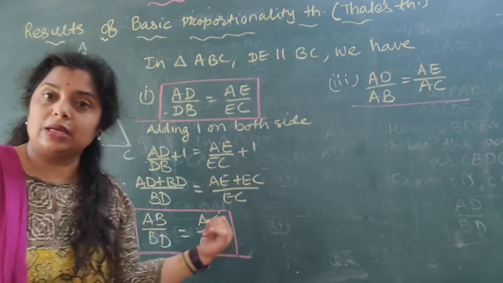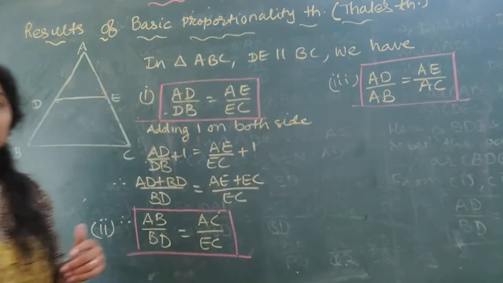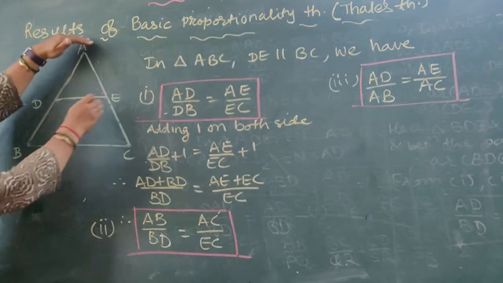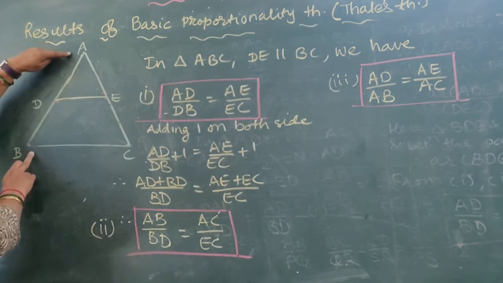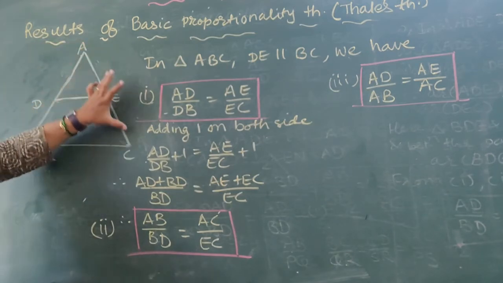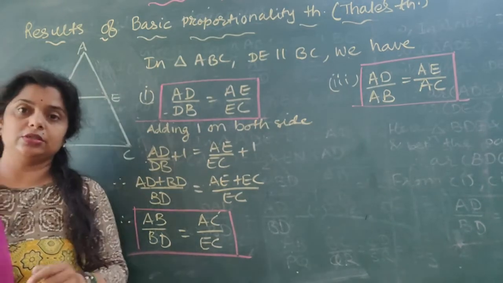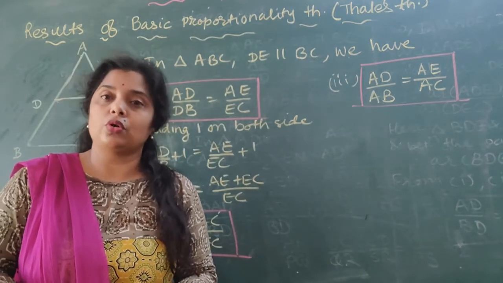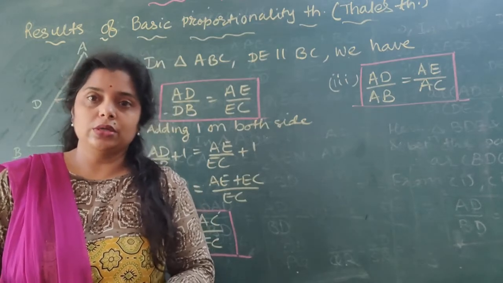Similarly, we get the third important result: upper portion by whole. Upper portion by whole. Like this, AD by AB is equal to AE by AC. So these are the three important results you have to remember, and it is better to remember them to solve proof sums or any other calculative sums.